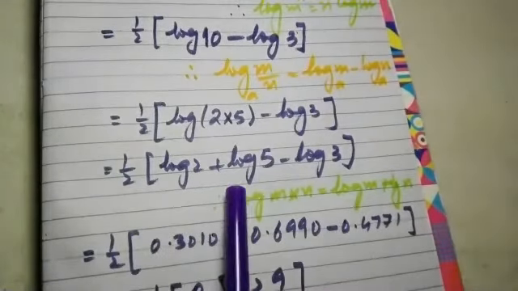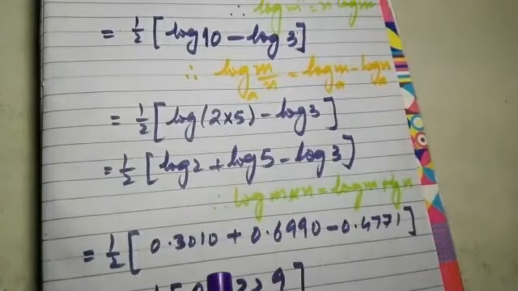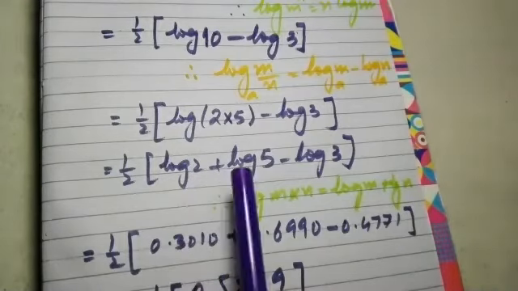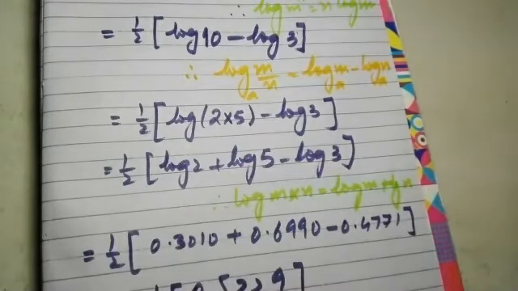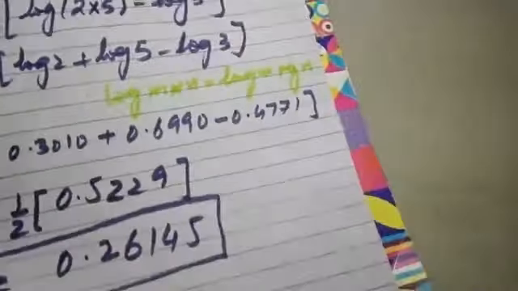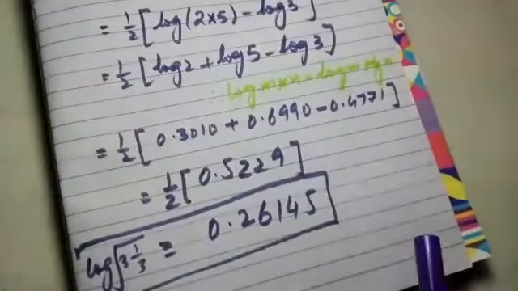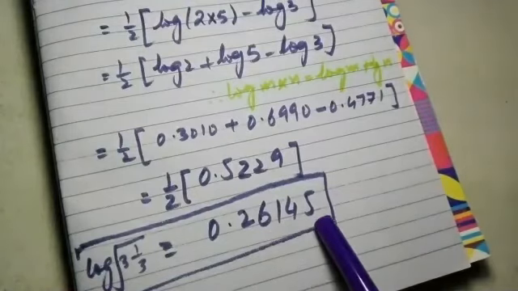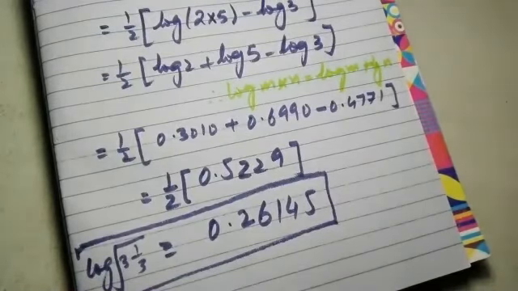Now log 2, log 5 and log 3 are already given in the question, so I will simply substitute the given values. I am not going to look up the values of log 2, log 5 and log 3 from the table, because they are provided in the question. We find the sum, and finally we divide it by 2 to get the answer, which is 0.26145. This is the answer of this question. I hope that you will understand the question. You will rewrite it with your own hands to practice.